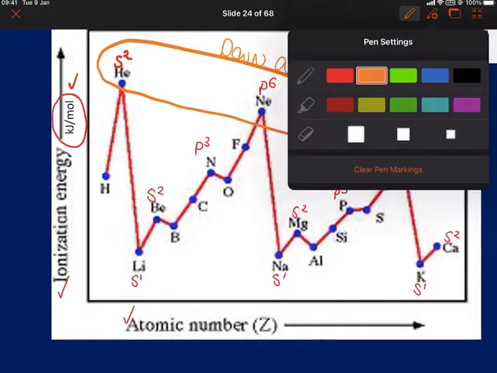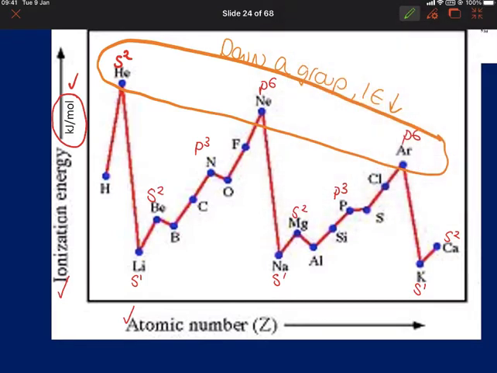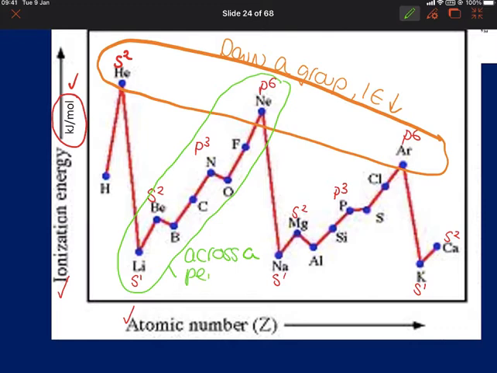So we also then have to see what happens across a period, and I'm going to use this as my example for across a period, and we're going from lithium to neon. As you go across a period, what's happening to my ionization energy? Well, as I go across a period, the ionization energy is increasing. So if your ionization energy is increasing, it means it's harder to remove the electron. If your ionization energy is decreasing, it means it's easier to remove the electron.